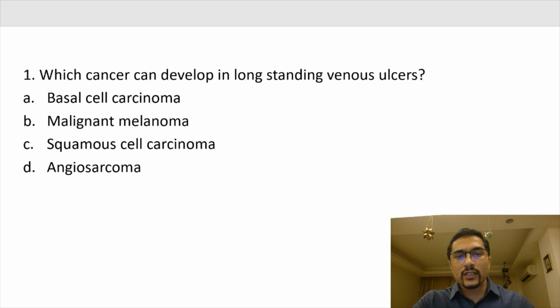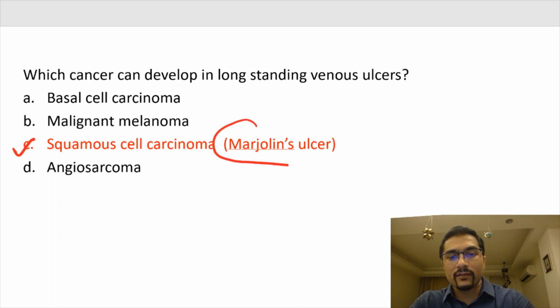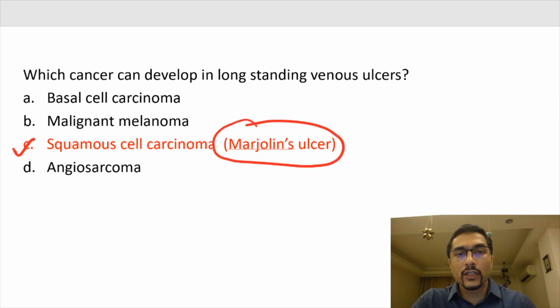So the first question is: which cancer can develop in long-standing venous ulcers? You know that venous ulcers can be seen in patients with varicose veins. And the options are basal cell carcinoma, malignant melanoma, squamous cell carcinoma, and angiosarcoma. So the correct answer here is squamous cell carcinoma. And you know such an ulcer which develops in long-standing venous ulcers is known as a Marjolin's ulcer.